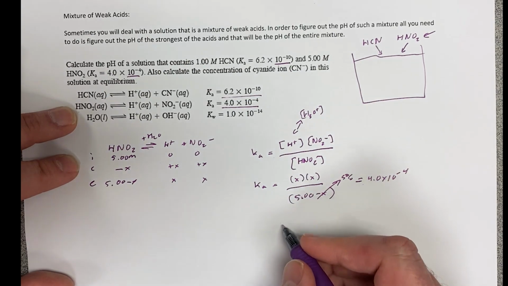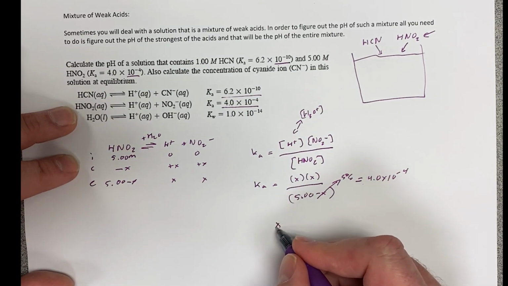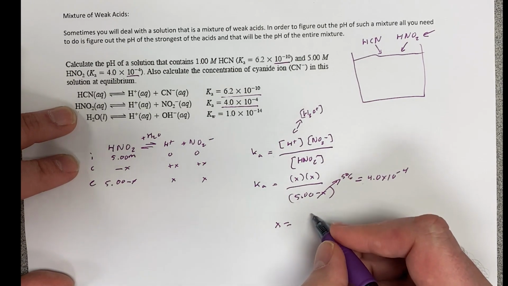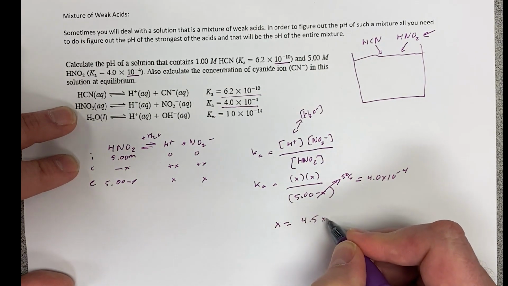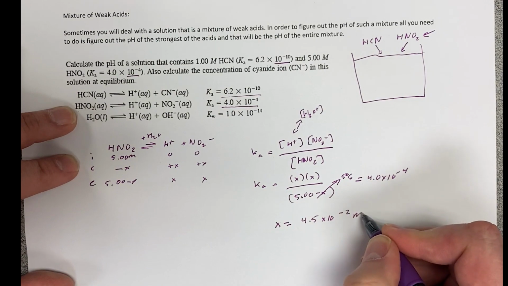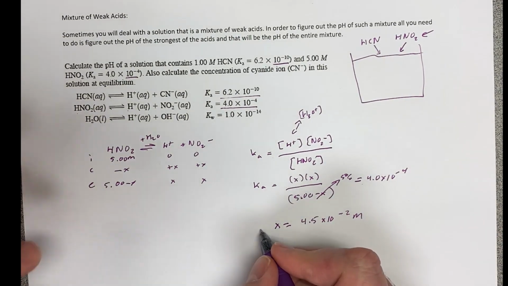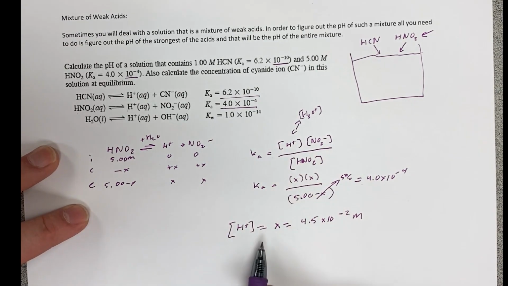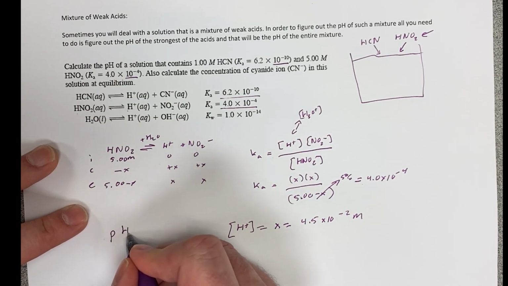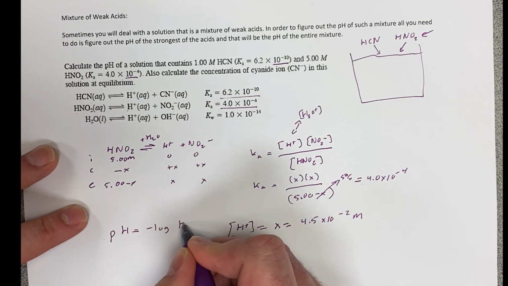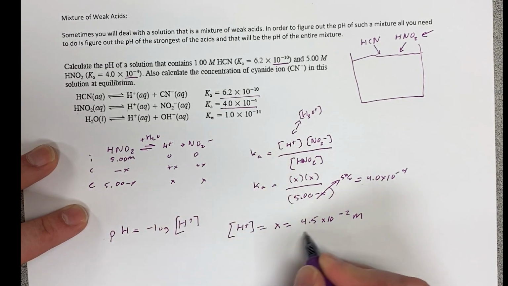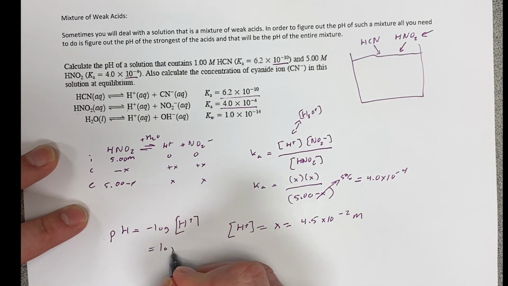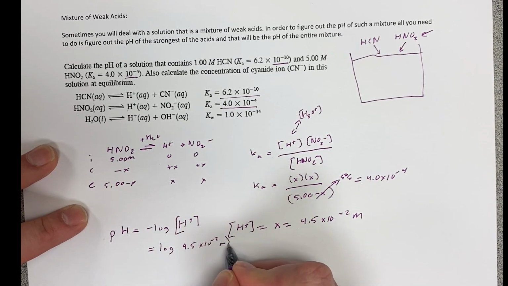Now, if we then solve for x, which I've in advance gone ahead and done, the x value is going to be 4.5 times 10 to the negative 2 molar. And what that's equal to, and this is really important to add in here, is our H plus concentration. So if we then want to figure out what our pH is, because that's what we're doing, wouldn't it just be the negative log of our H plus concentration? And if our H plus concentration happens to be this, wouldn't it be the negative log of 4.5 times 10 to the negative 2 molar?